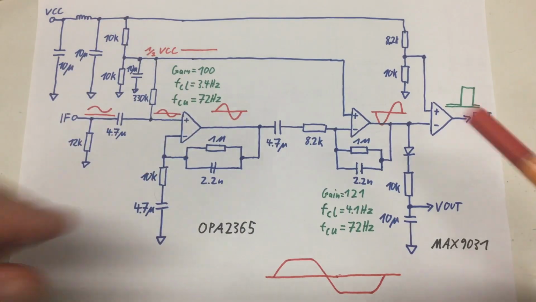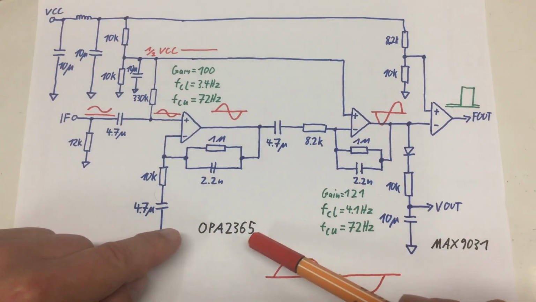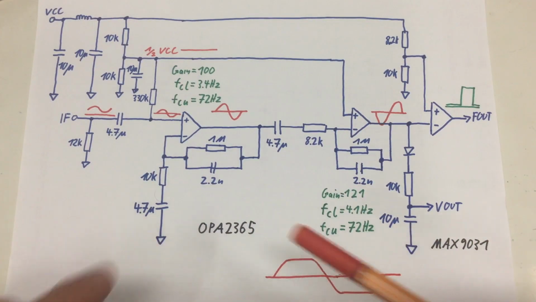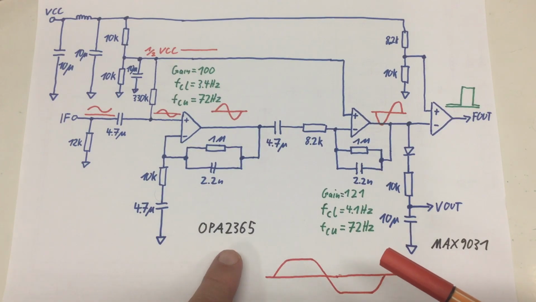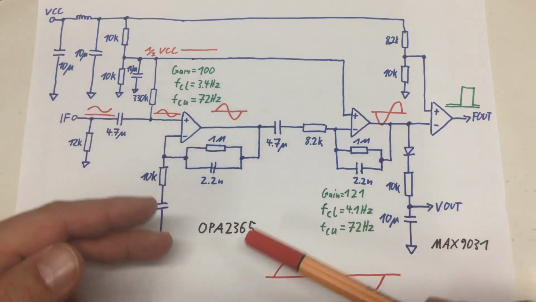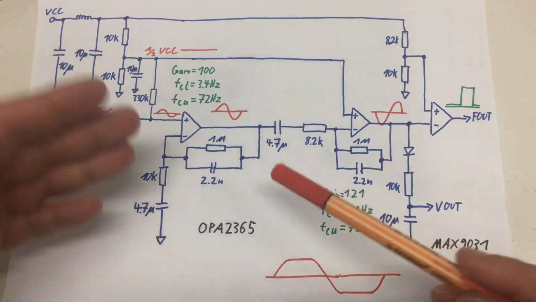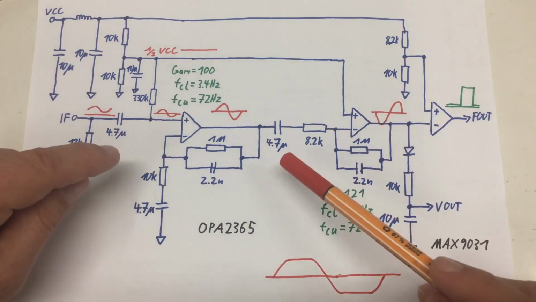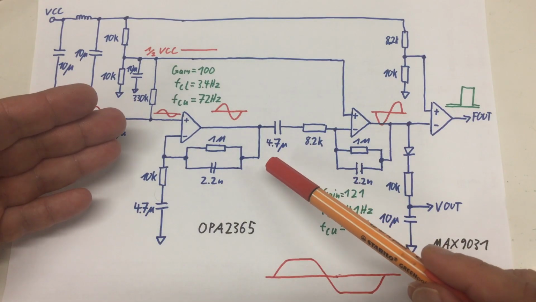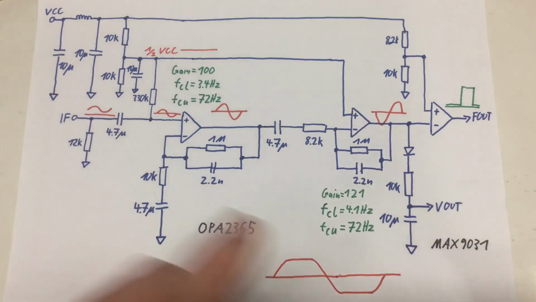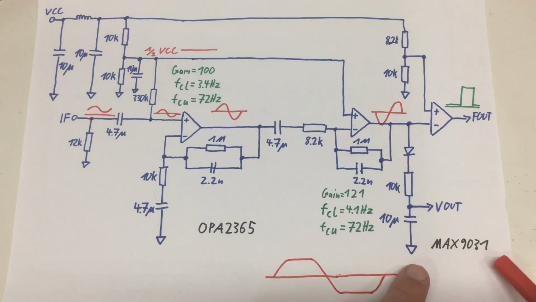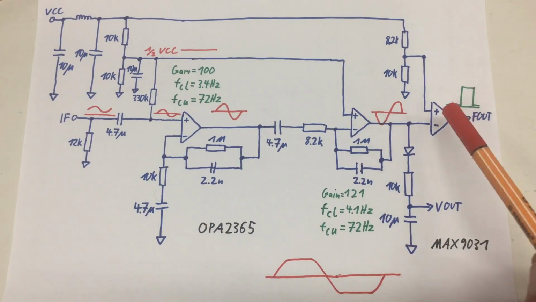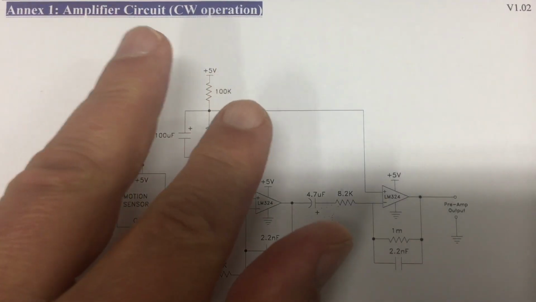Second remark. I haven't drawn in the power supplies and filter capacitors for the OPA2365, which is a dual op-amp audio preamplifier with very low noise and very high common mode rejection ratio, and the MAX9031, which is used here as comparator. Third remark.